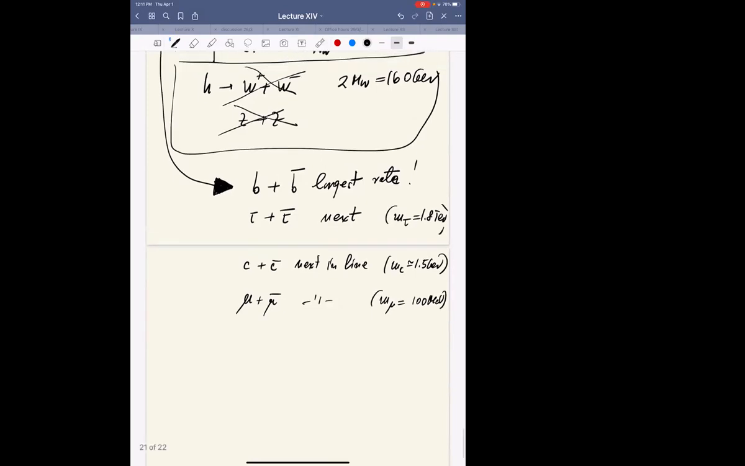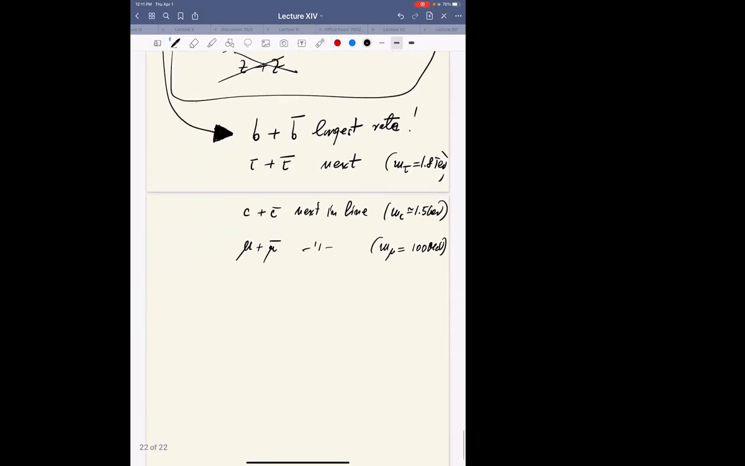Do you know how they saw the Higgs in 2012? Does anybody know what they saw?